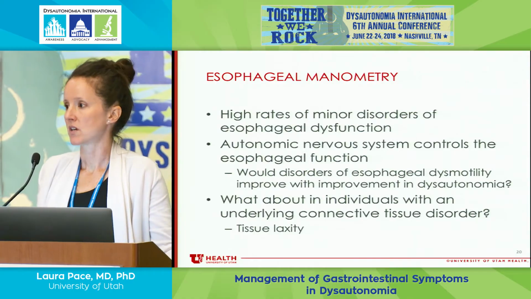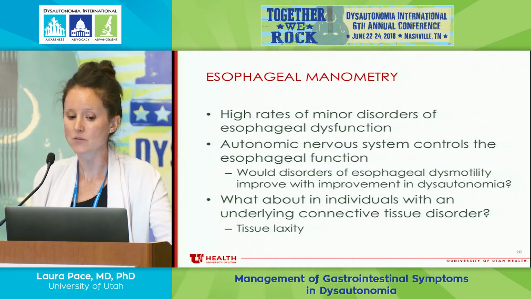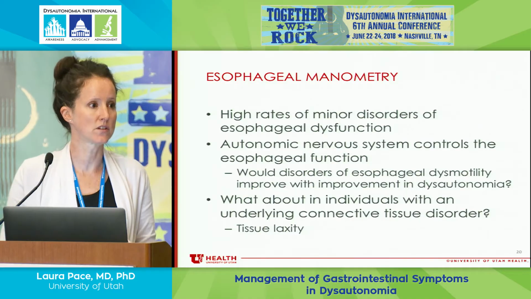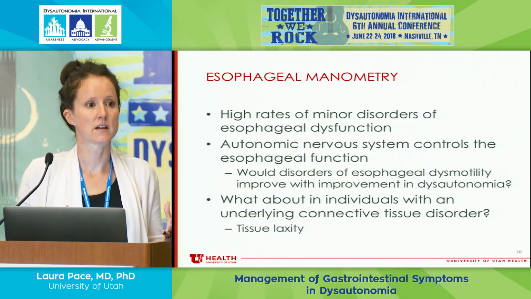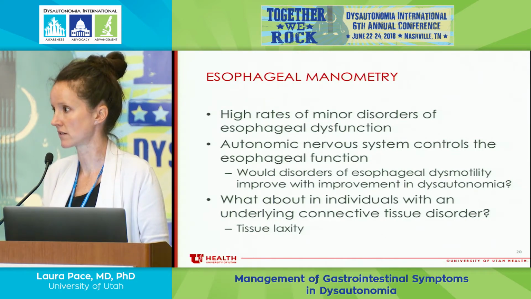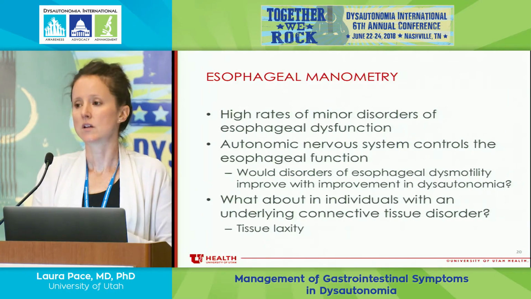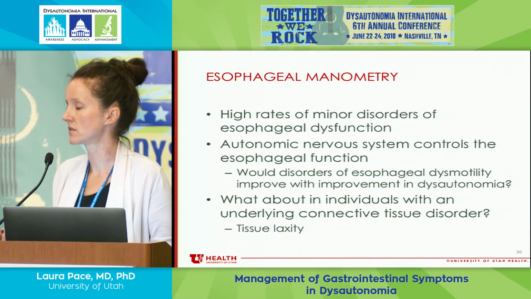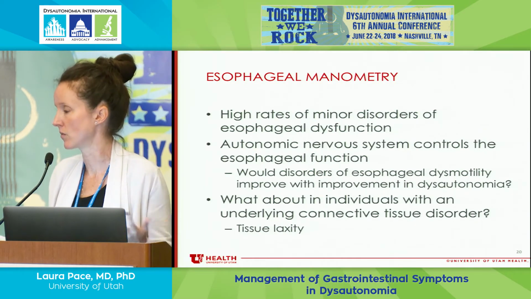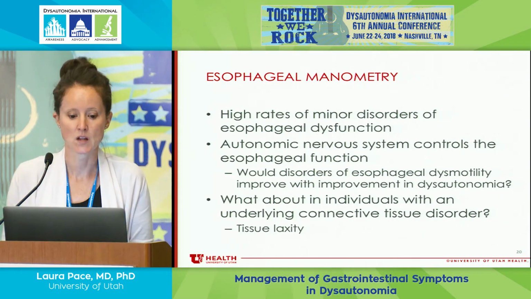In individuals with dysautonomia, I was actually kind of surprised by this, but now in retrospect, I'm not. There are high rates of minor disorders of esophageal dysfunction. And if I talk to our foregut surgeons at the university, a lot of them want to take these patients to the OR, and they think they can surgically correct this. This gives me pause because it's possible that if we could actually improve the dysautonomia, we could save you a surgery. Plus, many of you decompensate whenever you have a big procedure done. So I try to keep you away from the surgeons if I can.